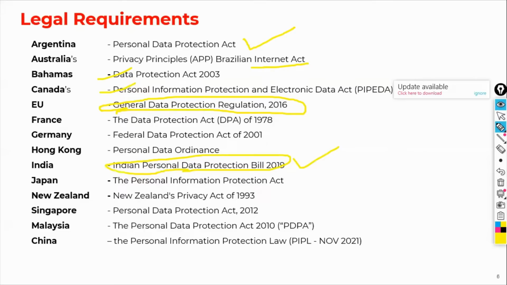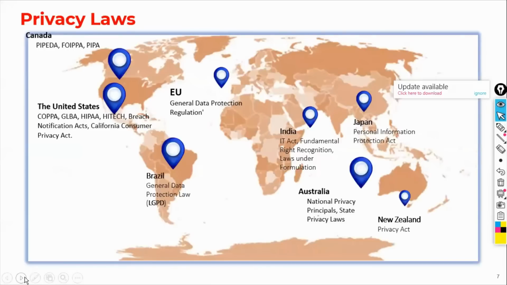So the personally identifiable information of the users needs to be protected. The first requirement of these kinds of standards is this. This is the map view where privacy related laws are there.